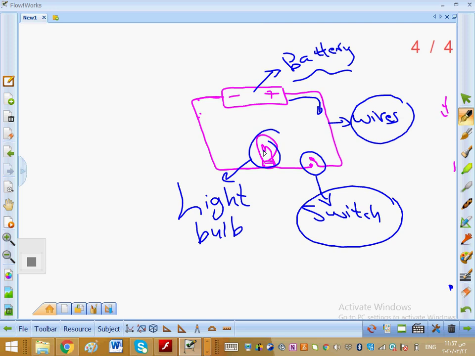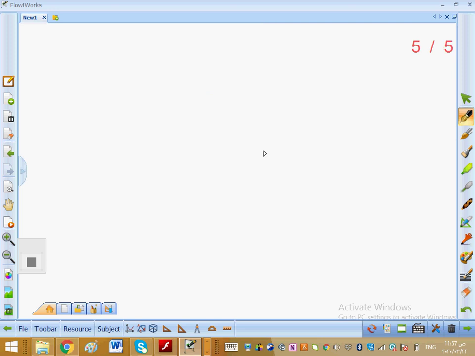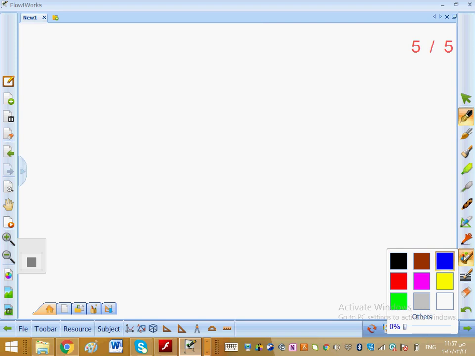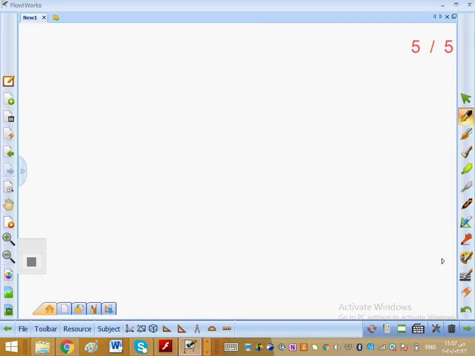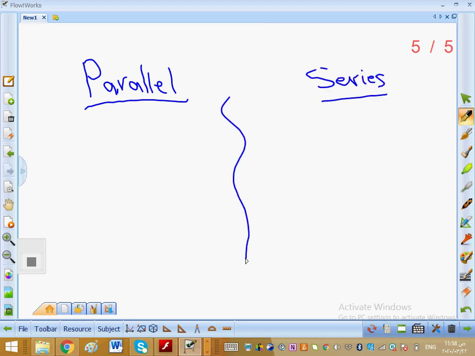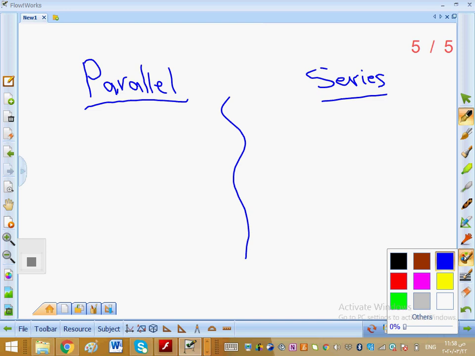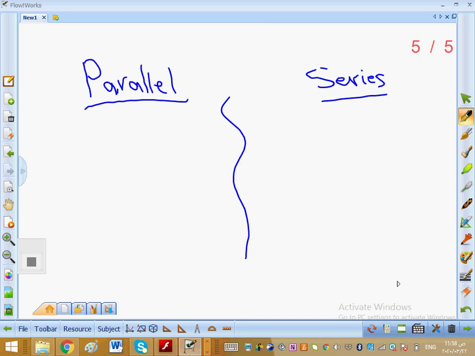Then after circuit, we continued with two ways of connecting electric circuits. And we said we have two ways to connect circuits. The first type of circuits, we call it parallel circuits and series circuits. So we have parallel and series circuits, two ways of connecting circuits. How we can differentiate between, easy to differentiate between each type or to connect each type.